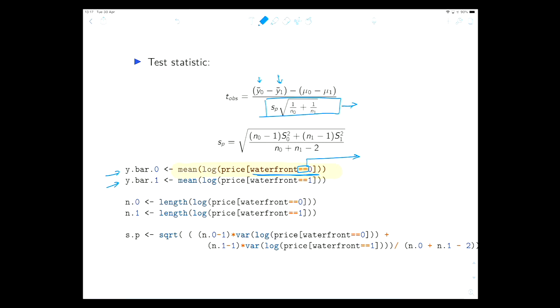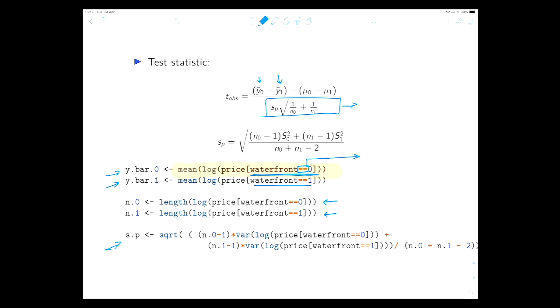But getting back to this, we calculate the means of the log price variable, one for the group where waterfront takes on value 0, and another for the group where waterfront takes on the value 1. These represent the sample mean of log price for the two groups separately. You can also evaluate the length of these samples, how big the individual group sizes are, and you can evaluate the pooled standard deviation as well.